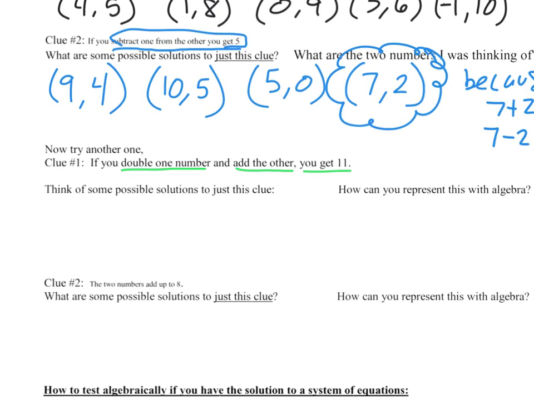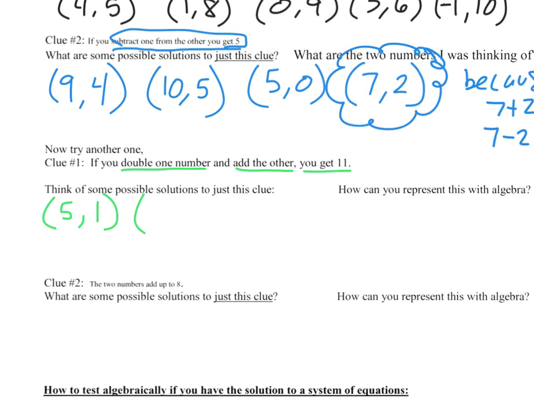So some options that I thought about were, if I double 5, I get 10, and if I add 1 to 10, I get 11. So that would be a possible solution. 2 times 5 is 10, plus 1 more would be 11. So I'm doubling one number and then adding this other one to get 11. So 5 comma 1 would be a solution.